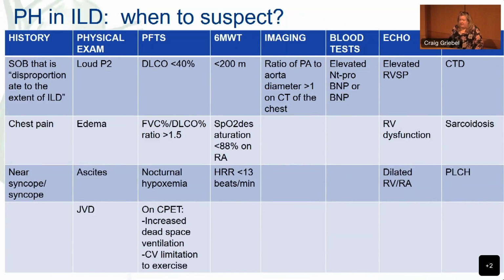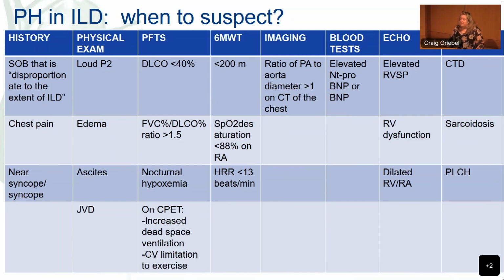Obviously, if they have findings of right heart failure already, like a loud P2 or edema or JVD, those things on physical exam are certainly clues. We always worry about someone who's presenting with syncope or near syncope. Now, it may be that they're refusing to wear their oxygen, but if your patient's complaining of near syncope or syncope and they have interstitial lung disease, you better hightail it to the echo lab.